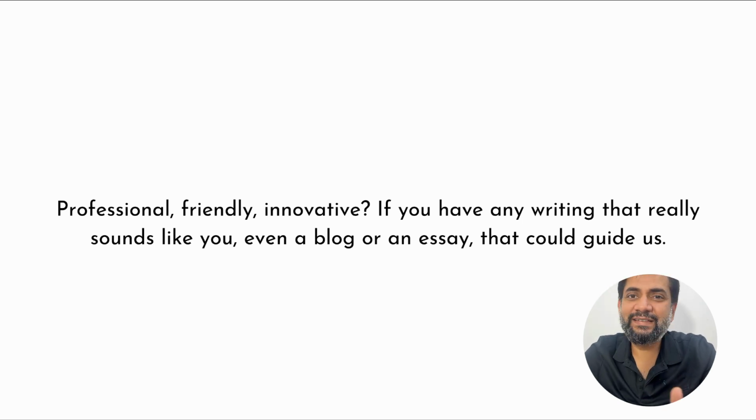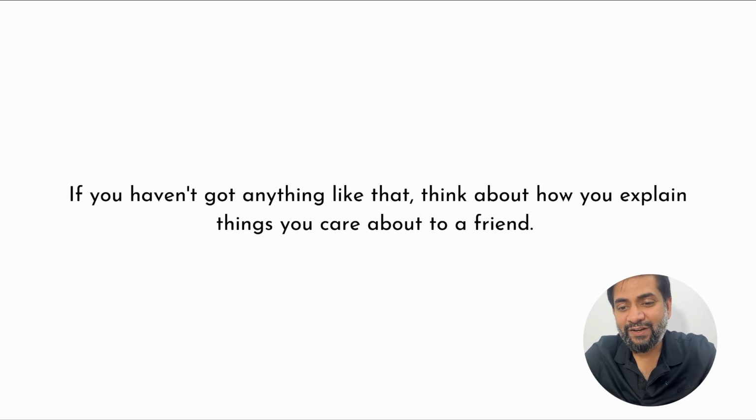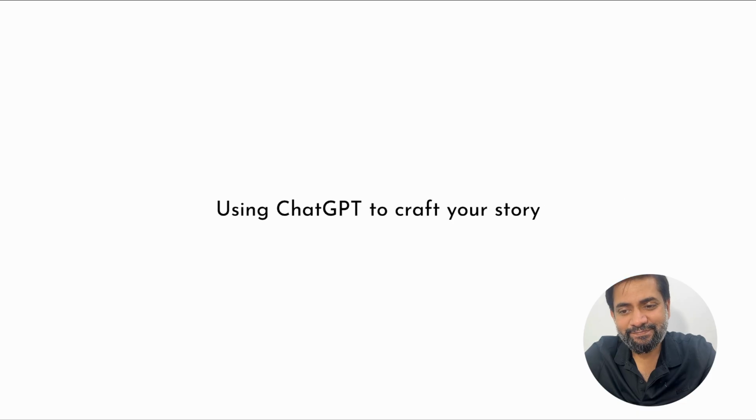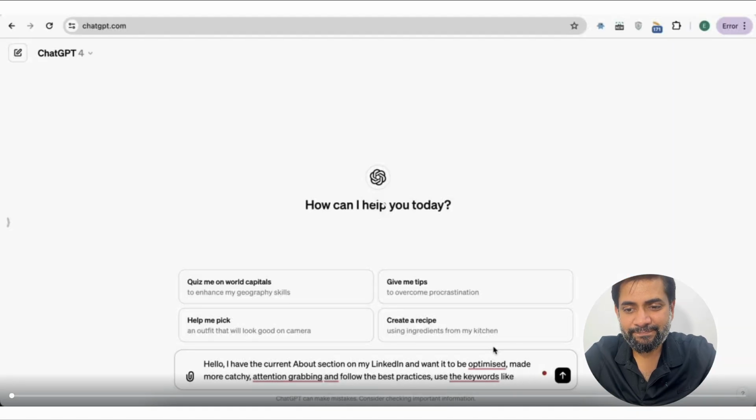But if you don't, you can just tell ChatGPT how it should portray you. So if you haven't got anything like that, think about how you explain things you care about to a friend. That's your style, and we will use it to tell ChatGPT exactly how we want to sound. Now, let's start with using ChatGPT to craft our story.